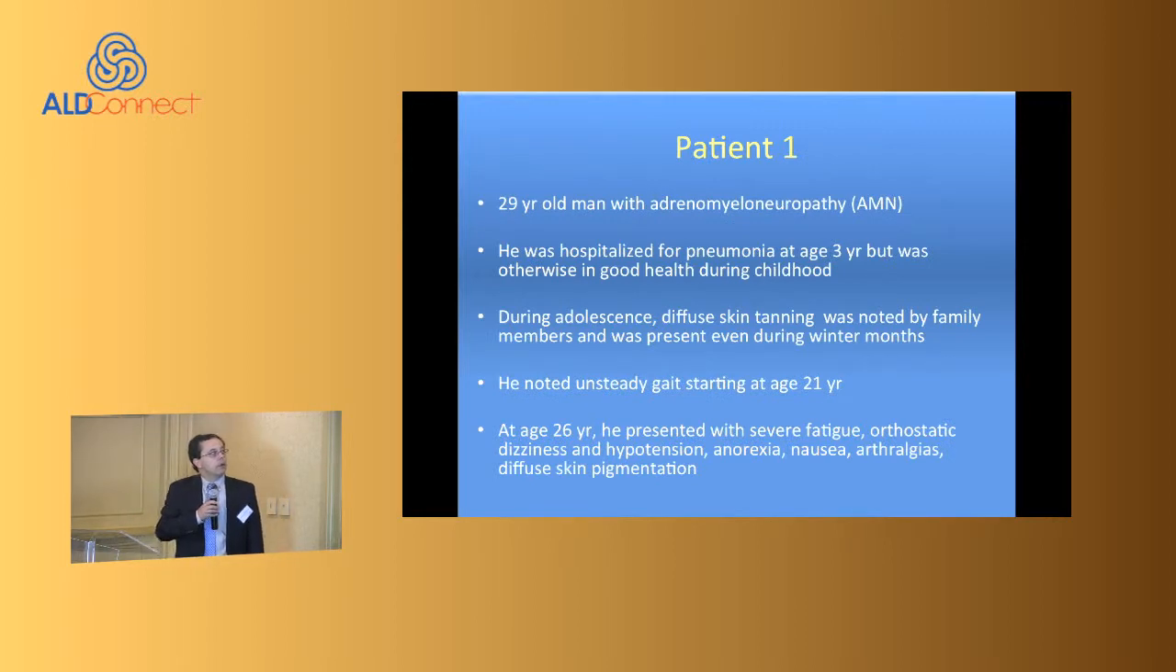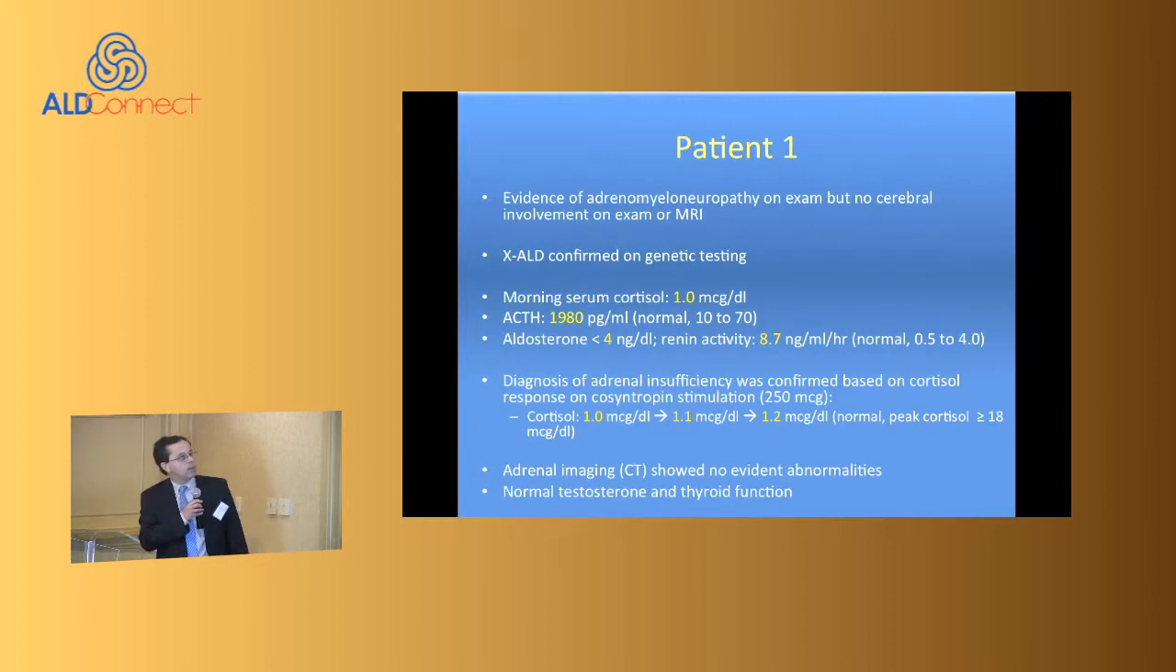This is one gentleman, currently 29 years old, who has ALD, actually has the AMN, and also adrenal insufficiency. As you can see, he was hospitalized as a youngster for pneumonia, but was otherwise in good health. During adolescence, he had a tan all year round, including winter. And as Rose said, that's really something that should raise the suspicion for adrenal insufficiency. But at that time, nobody paid so much attention to it because he was otherwise healthy. He had some unsteady gait starting at age 21, and then at age 26, he presented with classic symptoms of adrenal insufficiency that were so nicely described by Rose, and was hospitalized. And lo and behold, he was diagnosed with not only AMN, but also adrenal insufficiency.